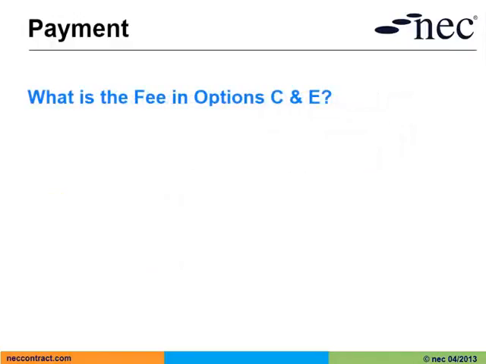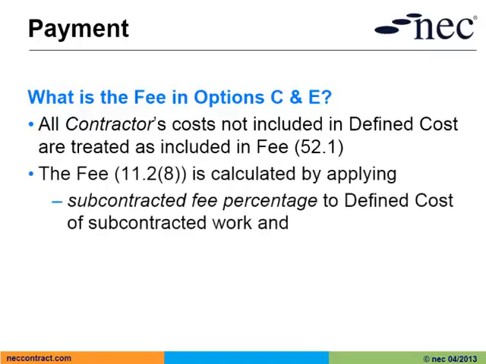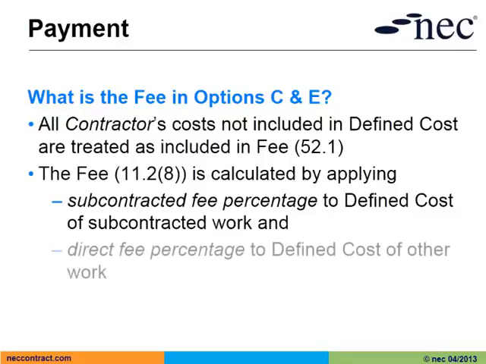Let's now look at the fee. The fee is generally intended to cover the contractor's overheads and profit, insurance premiums and so forth. The fee percentages are tendered by the contractor and stated in Contract Data Part 2. All of the contractor's costs, which are not included in defined cost, are treated as included in the fee, and the fee is calculated by applying the subcontracted fee percentage to defined cost of subcontracted work and the direct fee percentage to defined cost of other work.